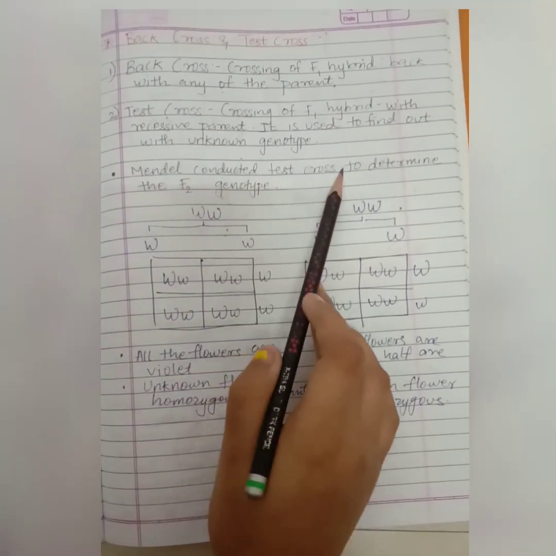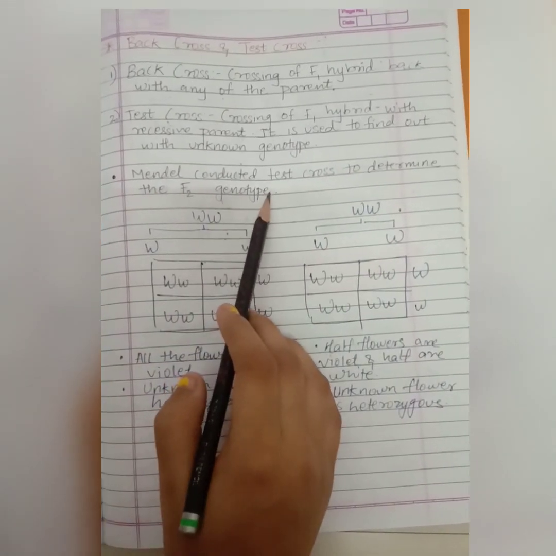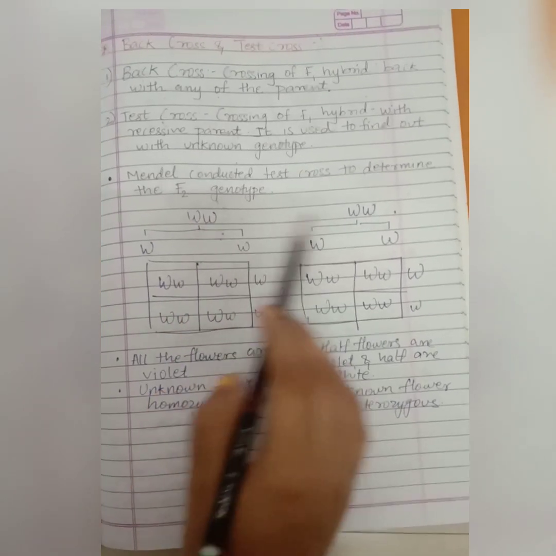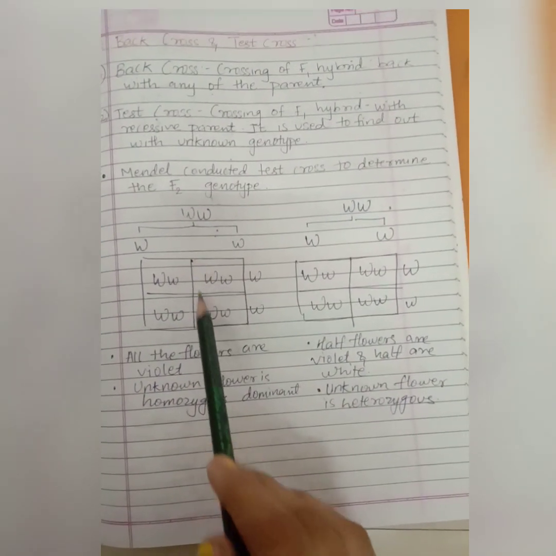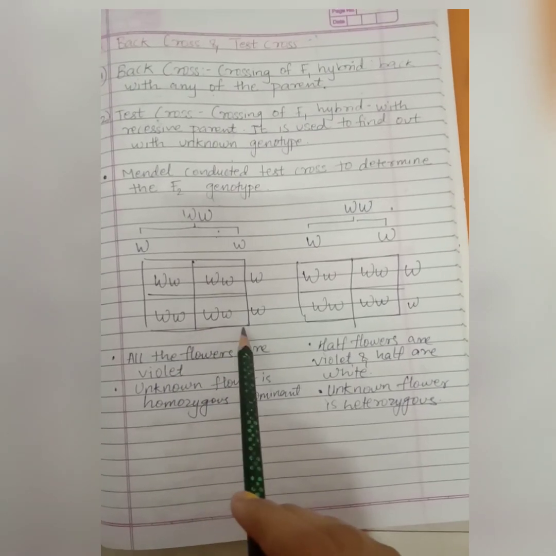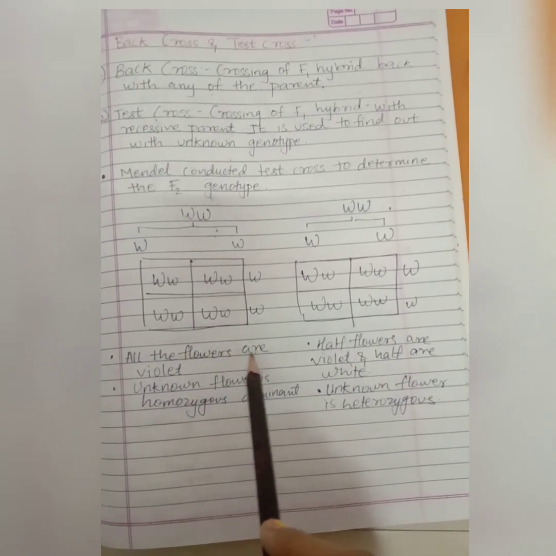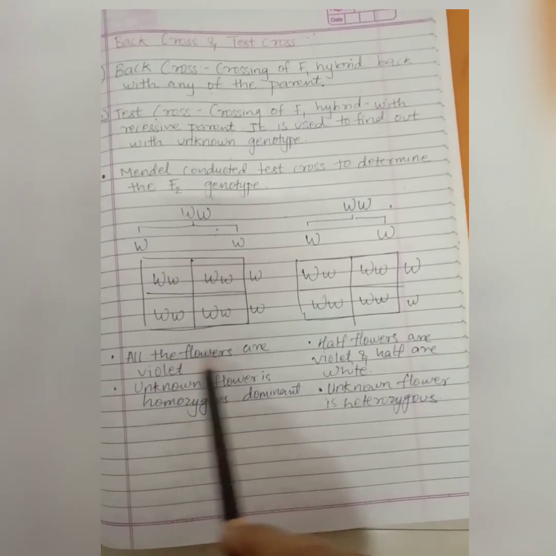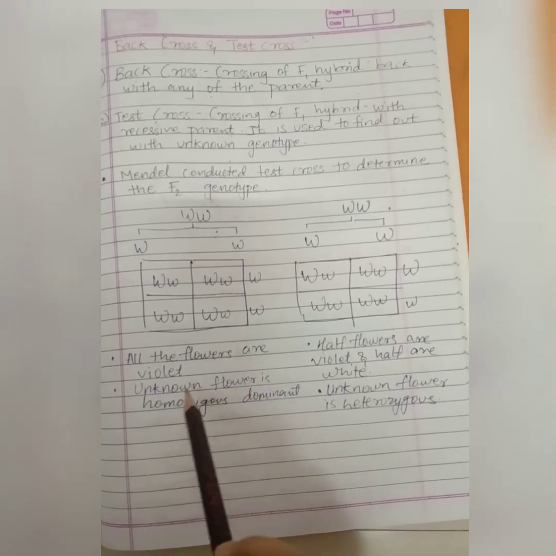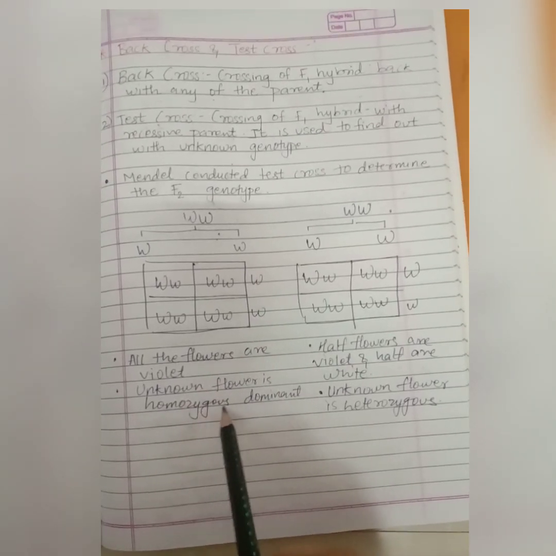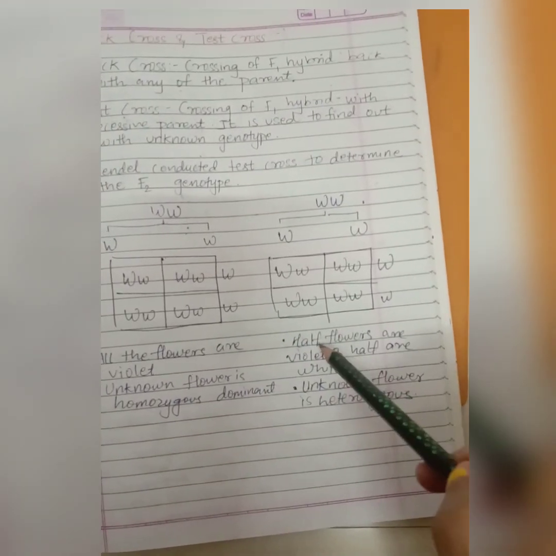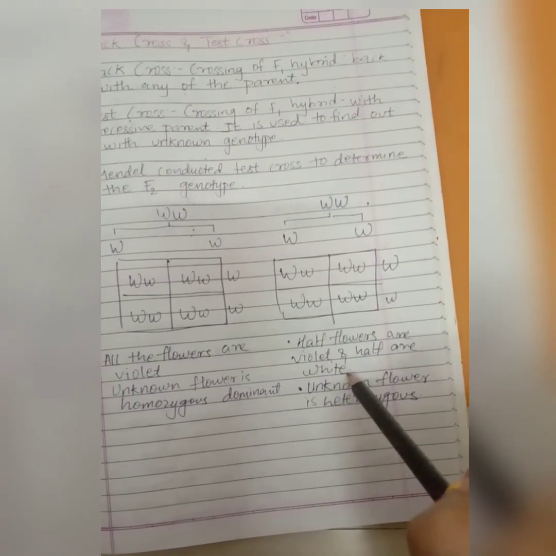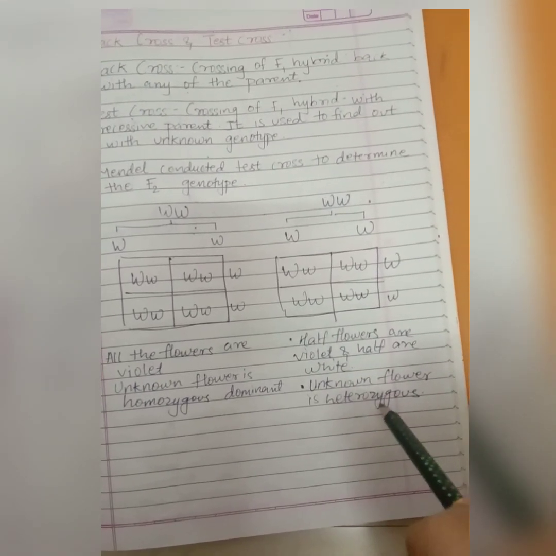Mendel conducted a test cross to determine the F2 genotype. So here we have taken capital T, and we have done the hybridization. After looking at the hybridization, if we get the conclusion that all the flowers are violet, then the genotype was homozygous dominant. And if half the flowers were violet and half the flowers were white, then the genotype was heterozygous.